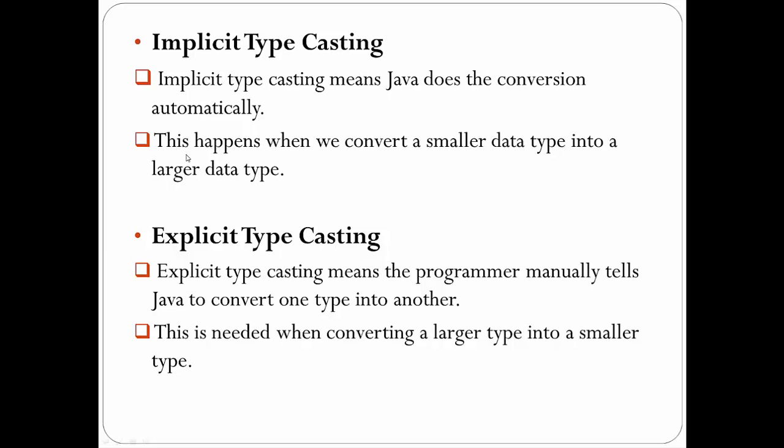And then we have the second type, that is explicit typecasting. It simply means the programmer manually tells Java to convert one type into another. This is needed when converting a larger type into a smaller type. So if you're taking the reverse case, for example, storing short, which is a larger type, into byte, that's an example of explicit typecasting, which will need some manual casting.